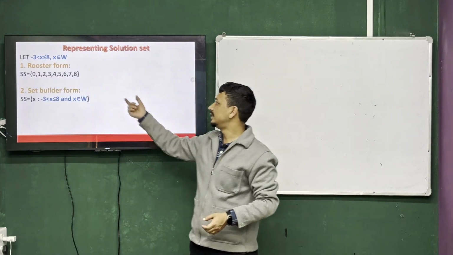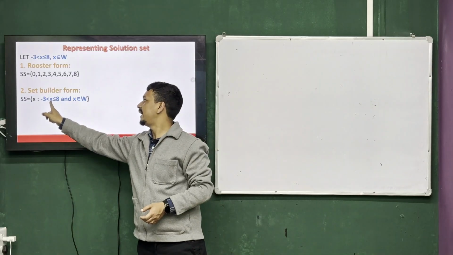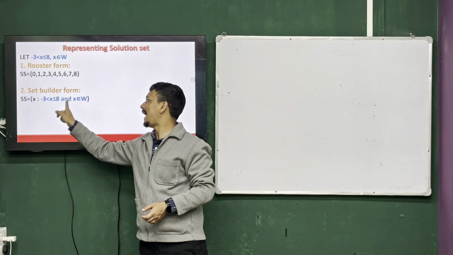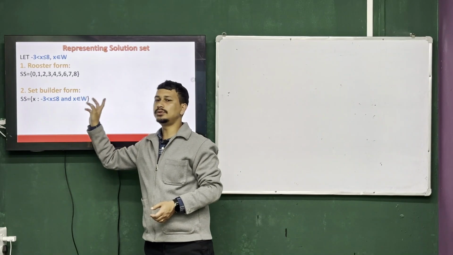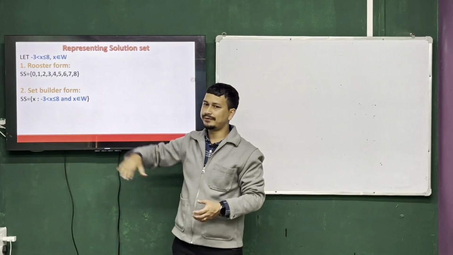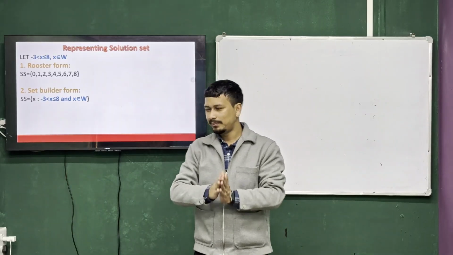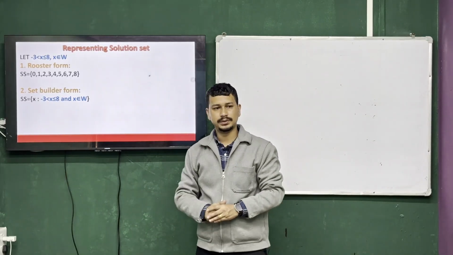Then we have the set builder form. In the set builder form, we will write x is greater than minus 3 and less than or equal to 8, and x belongs to whole numbers. Generally, set builder form is preferred when the replacement set is real numbers, but here I'm just giving you an example.